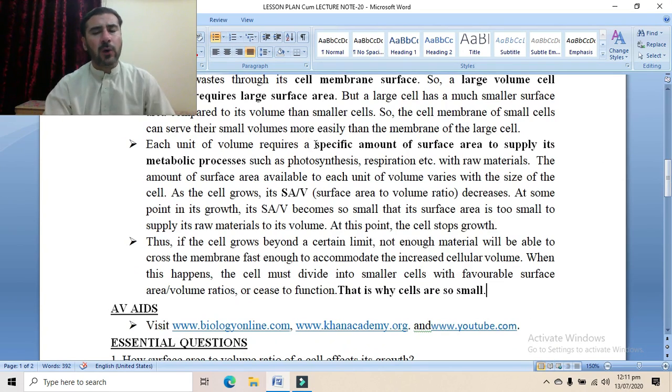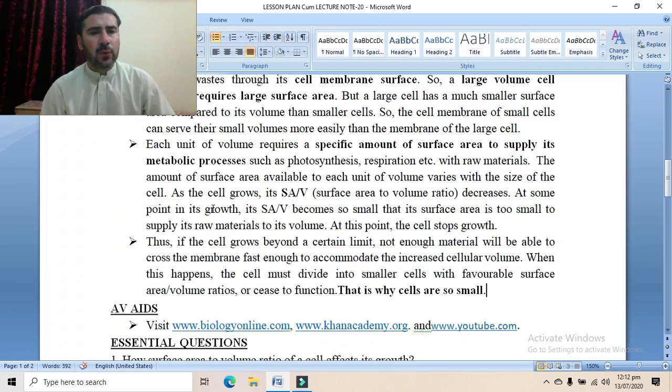Now each unit of volume requires a specific amount of surface area to supply its metabolic processes, such as photosynthesis and respiration, with raw material. Each unit of a cell is supplied with a particular amount of raw material for various processes. That is the requirement of that volume. The amount of surface area available to each unit of volume varies with the size of the cell.